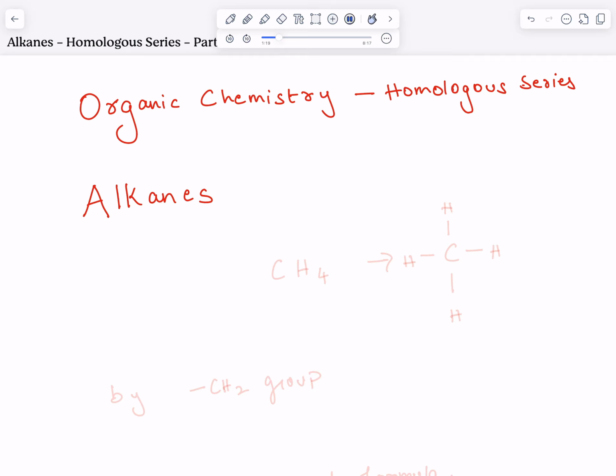So the simplest molecule we know is methane, which is CH4. So we have a displayed formula here, which has 4 covalent bonds where carbon is bonded to 4 different hydrogens.